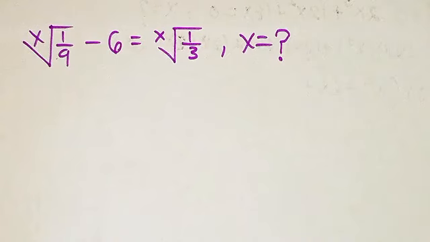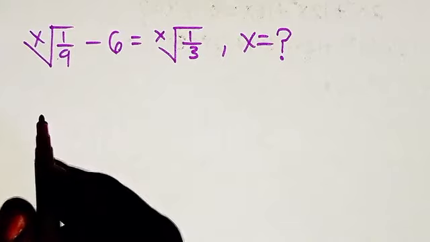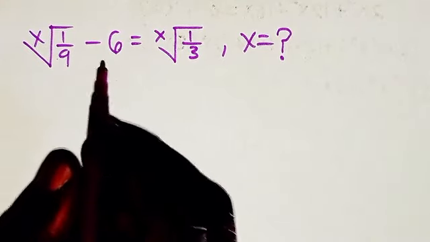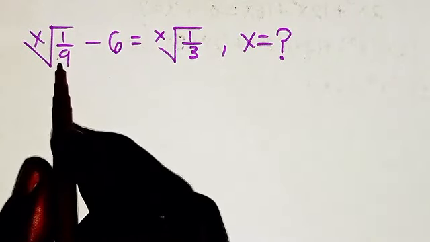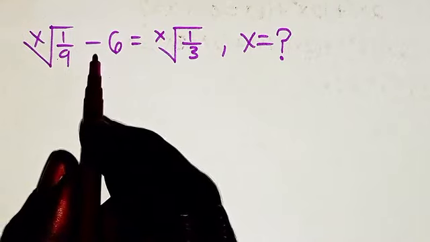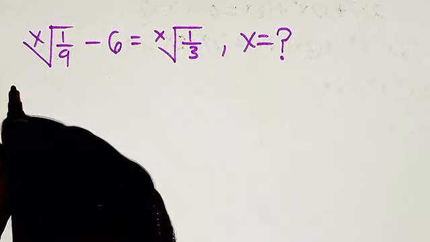In this tutorial, we are going to be solving this beautiful problem here. We are given x root of 1 over 9 minus 6 equals x root of 1 over 3. We want to know the value of x. Now I'm going to do the rearrangement by taking this to this side, then I take 6 to the other side.